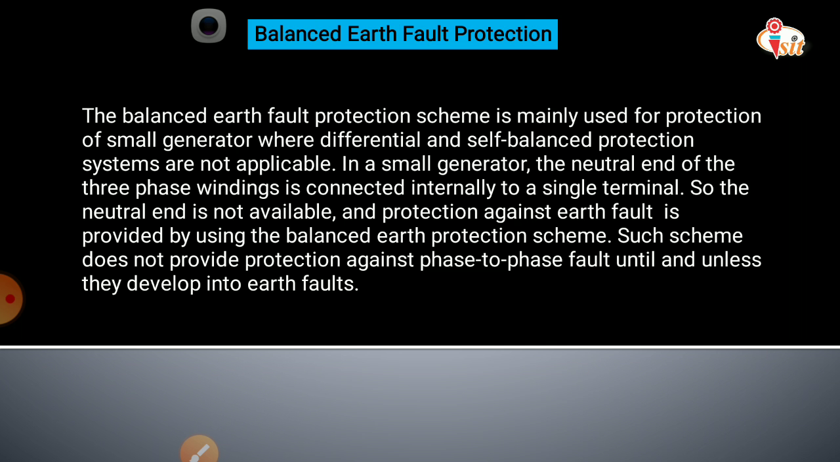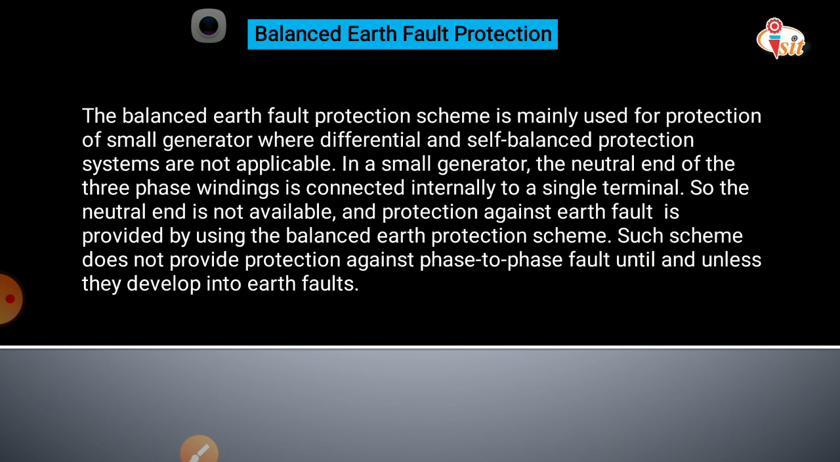Now the third type of protection is the balanced earth fault protection, or it is also called the restricted earth fault protection. So we have to protect the alternator against the earth fault, so the balanced earth fault protection is used. The balanced earth fault protection scheme is mainly used for protection of small generators where differential and self-balanced protection systems are not applicable.